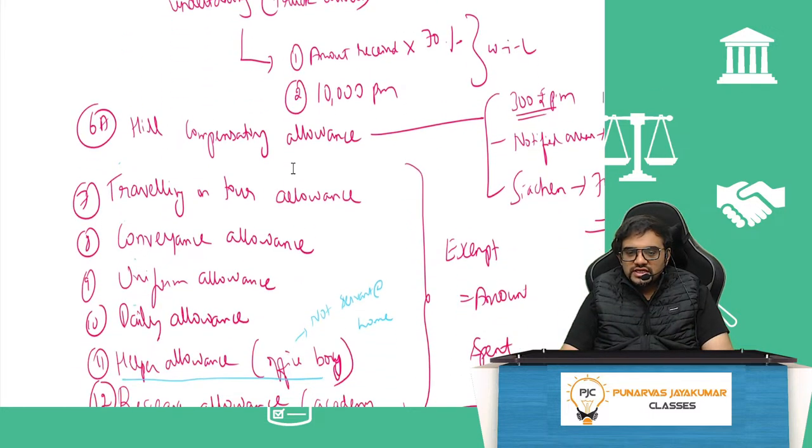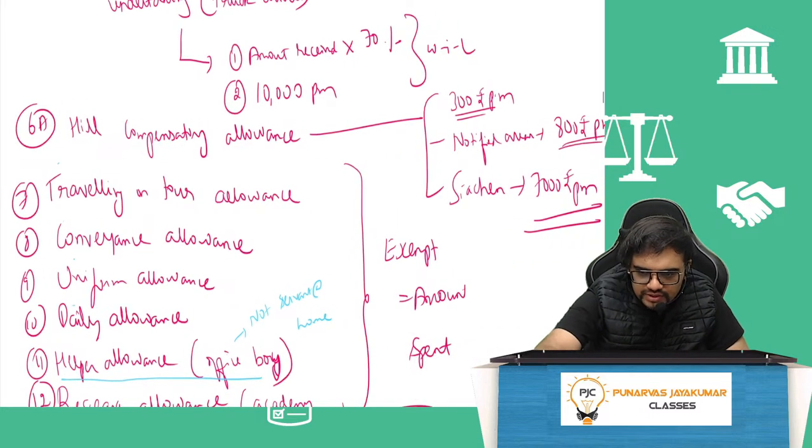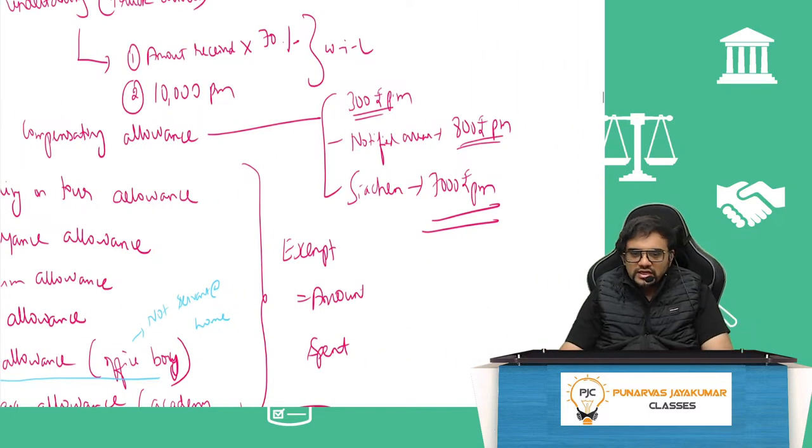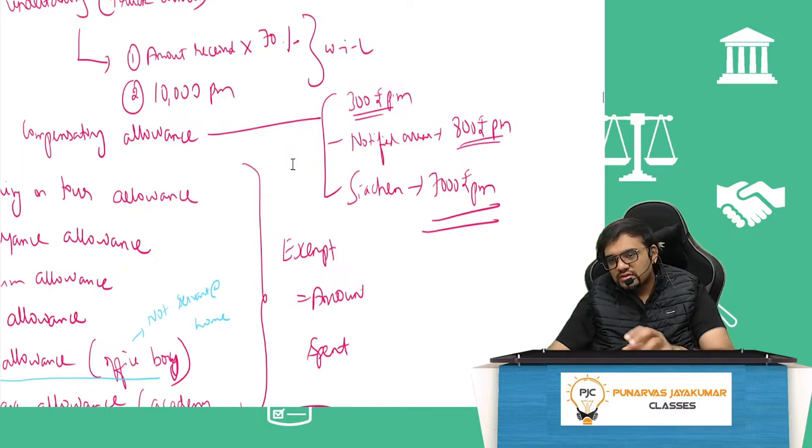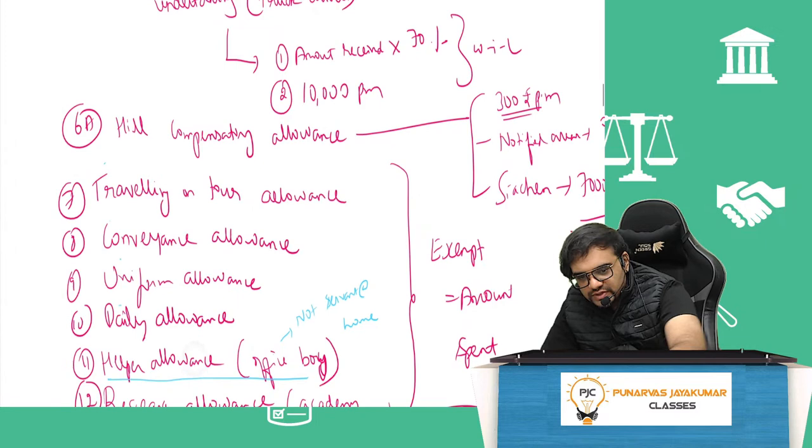Hill compensatory allowance. What does hill compensatory allowance mean? If you are working in hilly areas, 300 rupees per month. Notified areas, some notified hills, 800 rupees per month. And Siachen Glacier, where army men are working, actually it's very less for them, but anyway, unfortunately, just 7,000 rupees per month. It is a life and death situation there.